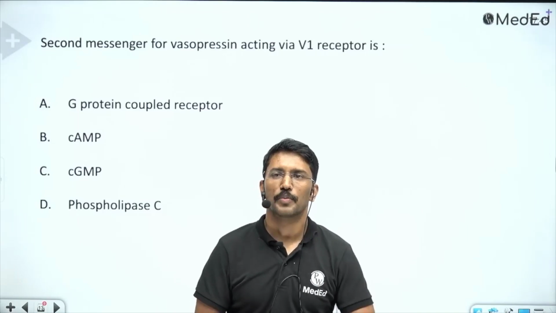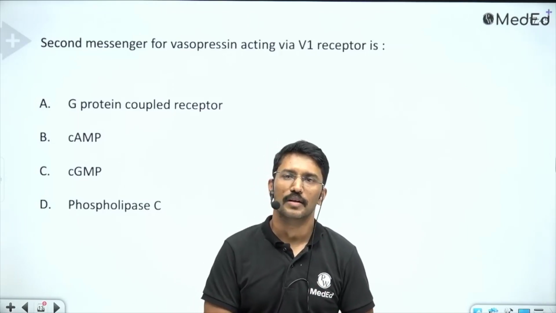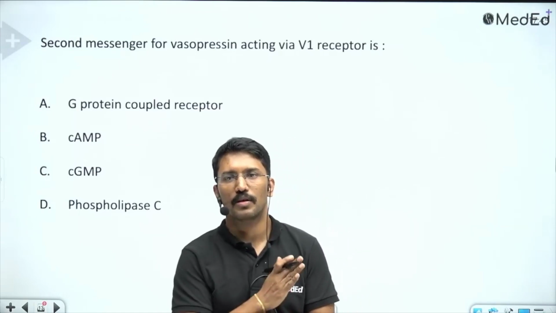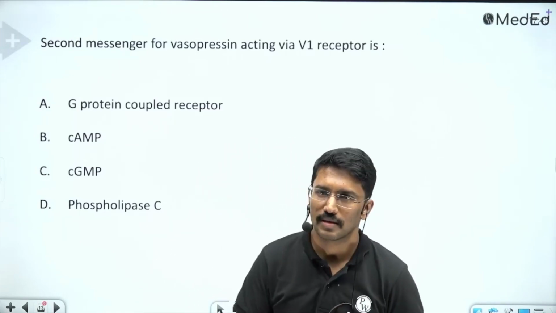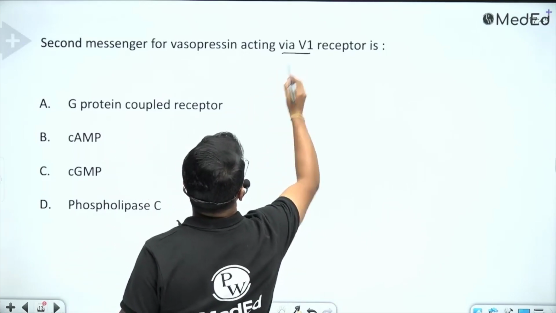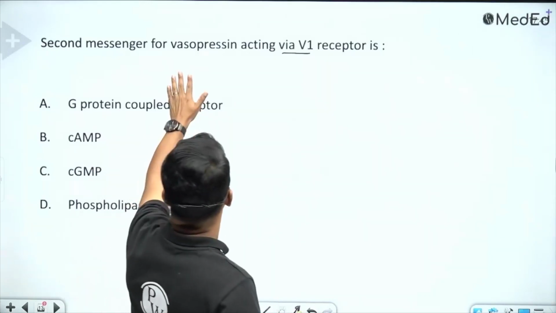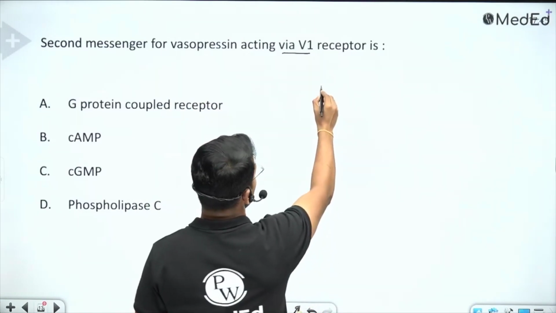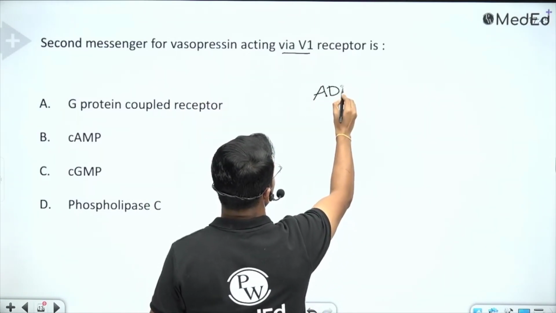Second messenger for vasopressin acting via V1 receptor is, right, G protein coupled receptor, cyclic AMP, cyclic GMP, phospholipase C. Okay. Now, what is the question? V1 receptor. So this is about vasopressin. Vasopressin is also called anti-diuretic hormone, right?